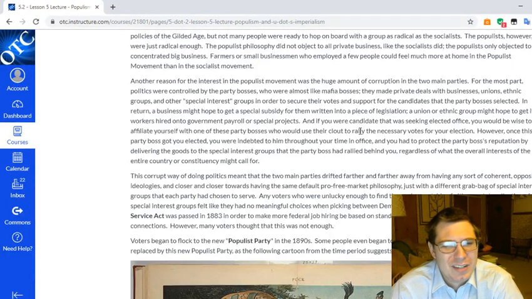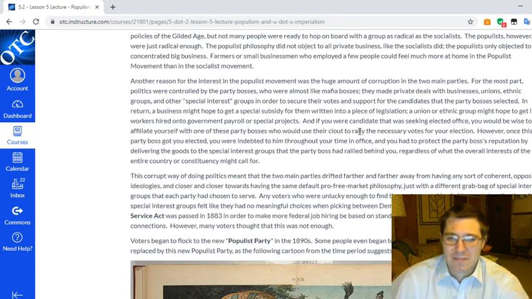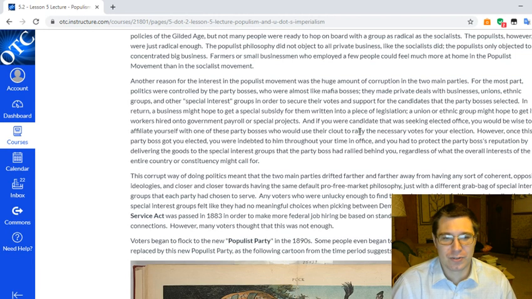This corrupt way of doing politics meant that the two main parties drifted farther and farther away from having any sort of coherent opposing ideologies and closer towards having the same default pro-free market philosophy, just with a different grab bag of special interest groups that each party had chosen to serve.